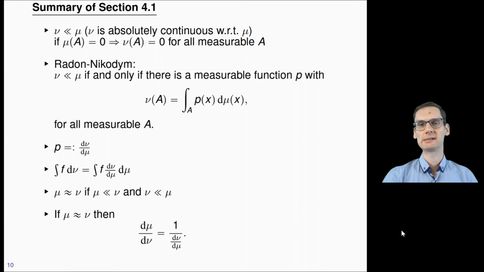And this density was then denoted by d nu by d mu, and we had a number of nice formulas for this density, which are all sort of such that you can see an optical proof by crossing out the d mu or d mu1 or something like that. And we proved all these things. What we didn't prove is the Radon-Nikodym theorem itself, and this will be the purpose of the next section, section 4.2.